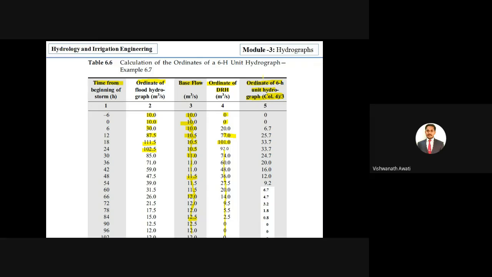Then we have to divide the ordinates of the direct runoff hydrograph by the rainfall excess, divided by 3, and we'll see how we got this 3. It is the rainfall excess. As of now, we have understood up to the ordinates of direct runoff, how to get them by subtracting base flow from the ordinates of the flood hydrograph.